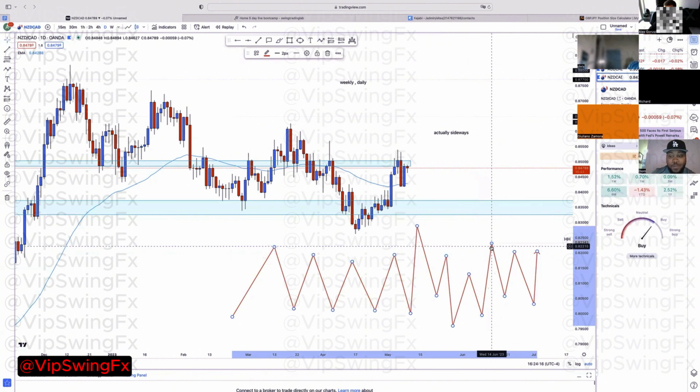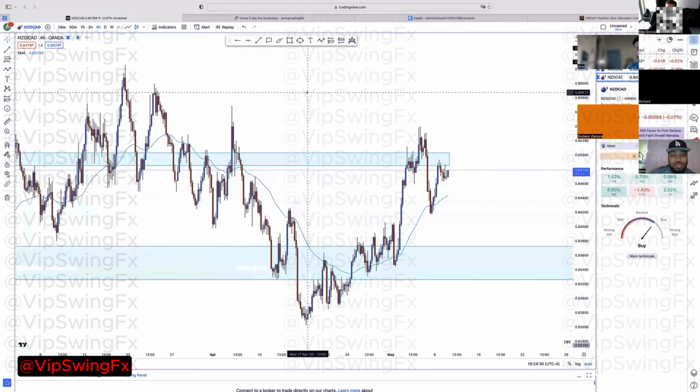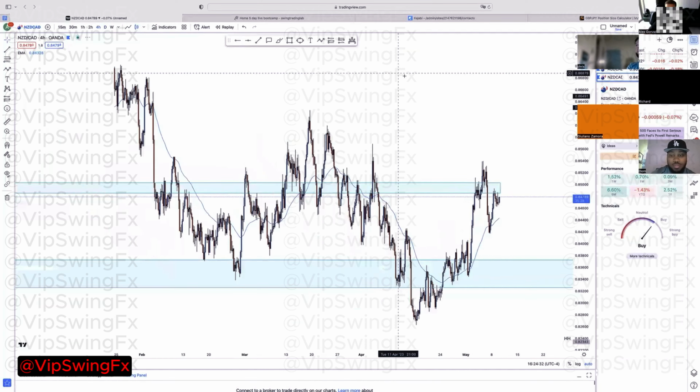So this is actually not an answer. The market could be moving sideways, but that's not what I'm asking you guys. I'm asking you, what is the market structure? Is the structure bullish or bearish, right? So we understand the daily. And then what is the 4-hour doing? Is the 4-hour bullish or bearish?